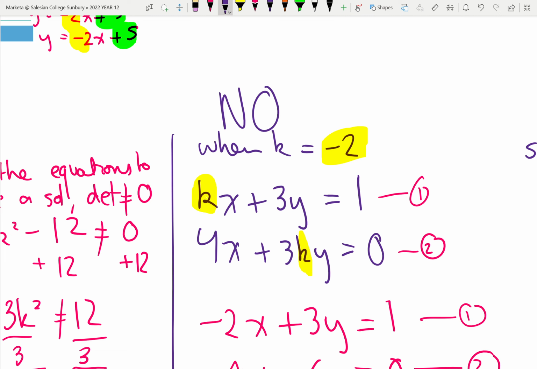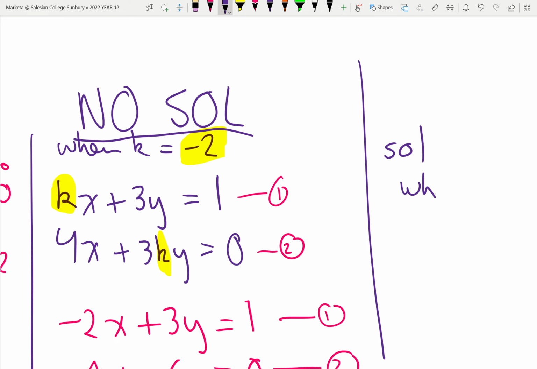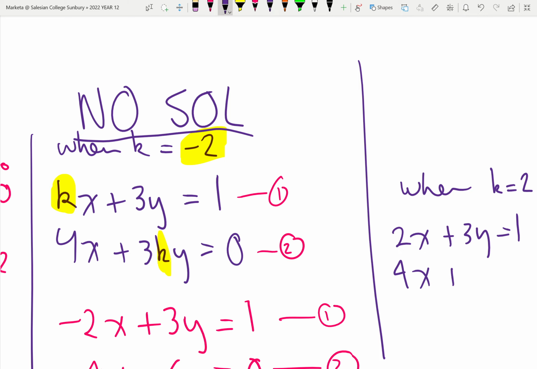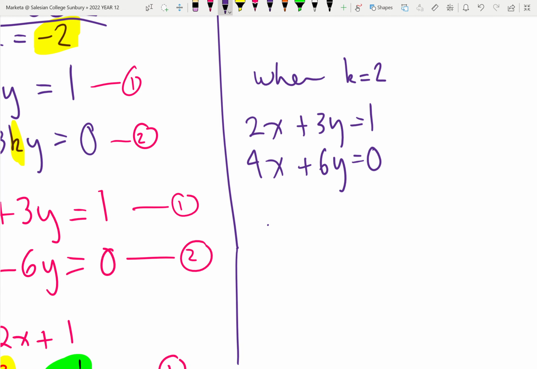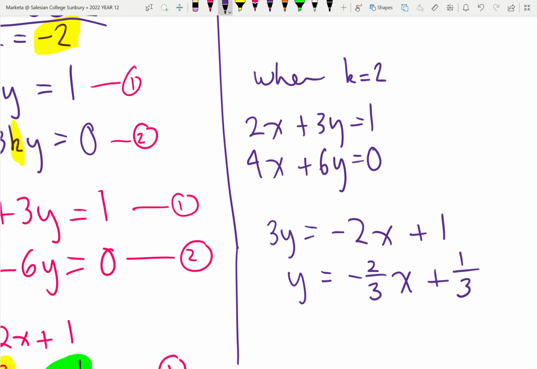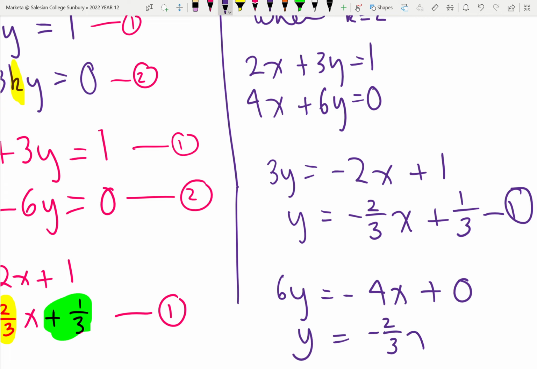And the other one, we'll check that out when k equals 2. So let's do that. 2x plus 3y equals 1, and 4x plus 6y equals 0. Let's see what we get for this. So 3y equals neg 2x plus 1, y equals neg 2/3 x plus 1/3. That's equation 1. Equation 2 is going to be 6y equals neg 4x plus 0. And in this case, we still get no solutions.